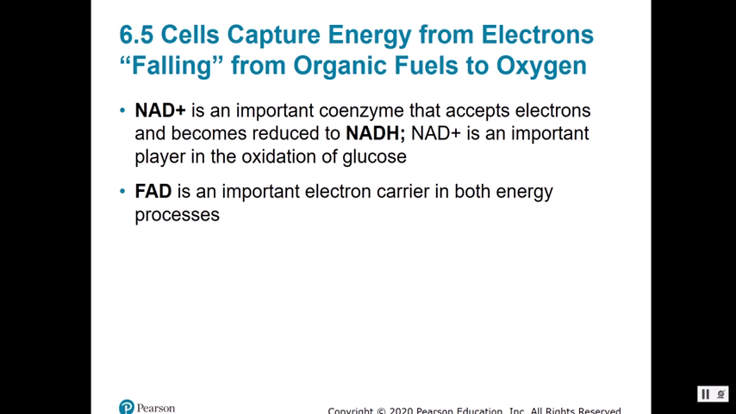Now, FAD is just sort of like NAD's cousin. He's kind of there along for the ride, just another important electron carrier, and we talk about this in both respiration and photosynthesis. So these are important electron carriers for both of these.